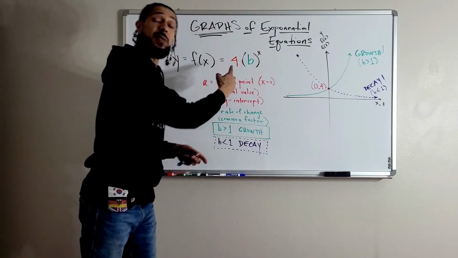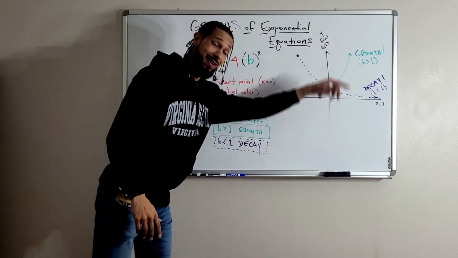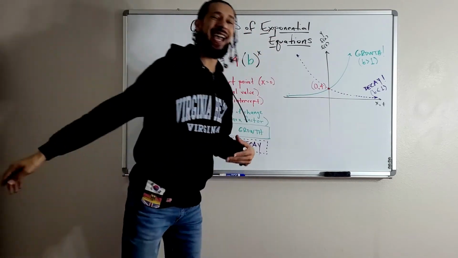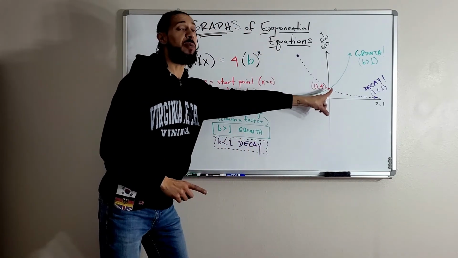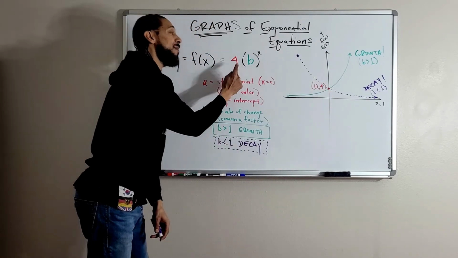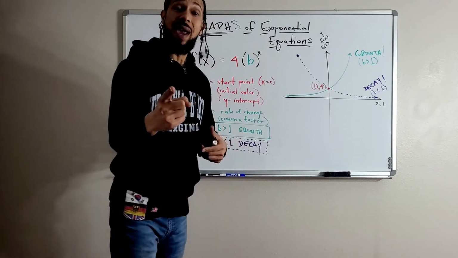So when b is bigger than 1, it's a growth, and the graph will grow. And when b is smaller than 1, it's called decay. Notice our starting point didn't change at all. That point right there is always the same as this number right here. Okay. Let's talk some domain and range real quick.